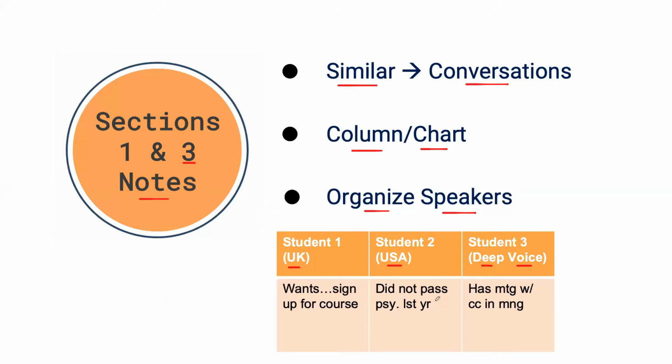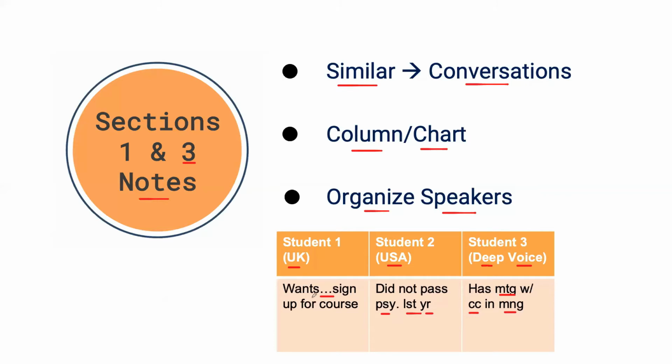And then here I've just written some various notes. So for example, once sign up for a course. In this case, maybe this student wants to sign up for a course, but I don't want to write any unnecessary words because it's quick and it's fast-paced. So I've written these 3 dots here. Let's say student 2 did not pass psychology last year. These are my abbreviations. I understand them, and that is all that matters. Student 3, deep voice. Let's say he has a meeting with a career counselor in the morning. Okay, again, these are abbreviations.